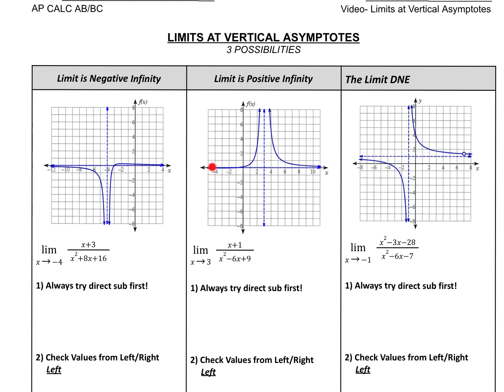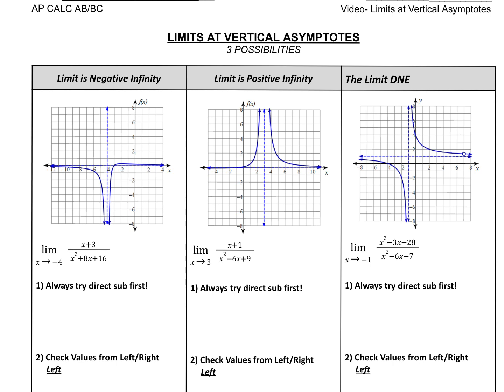The second scenario would be if both branches go up to positive infinity. Then the left and the right limits both approach the same thing. Therefore, the answer would be positive infinity. The third scenario is where the limit does not exist, where the right branch and the left branch approach two different values. This side's going up to infinity, this side is going down to negative infinity, so the limits aren't the same, therefore the whole limit does not exist.